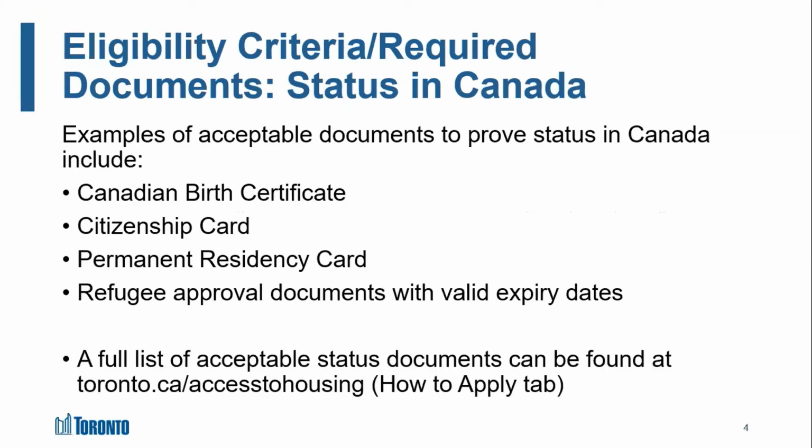Some examples of status in Canada documents include a Canadian birth certificate, citizenship card, permanent residency card, or refugee approval documents with a valid expiry date. You can find a full list of documents on our website under the How to Apply tab.